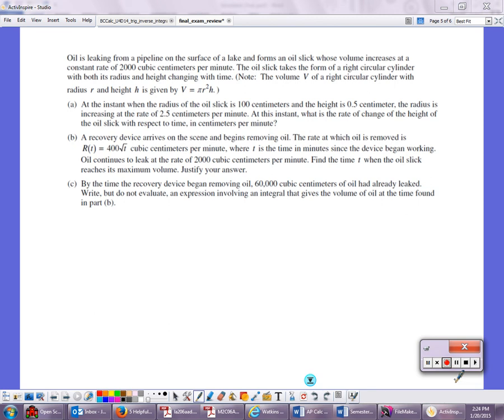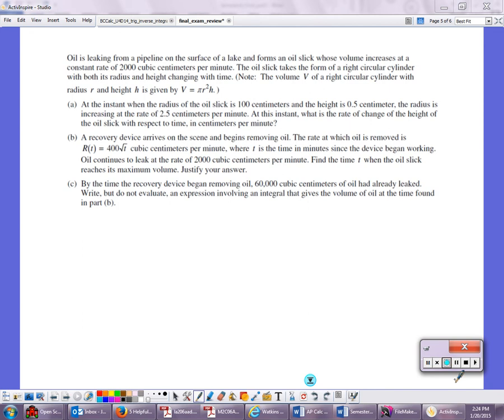All right, so this is part B. It says a recovery device arrives on the scene and begins removing oil. The rate at which the oil is removed is R of T equals 400 times the square root of T cubic centimeters per minute, where T is the time in minutes since the device began working. Oil continues to leak at a rate of 2,000 cubic centimeters per minute. Find the time when the oil slick reaches its maximum volume.